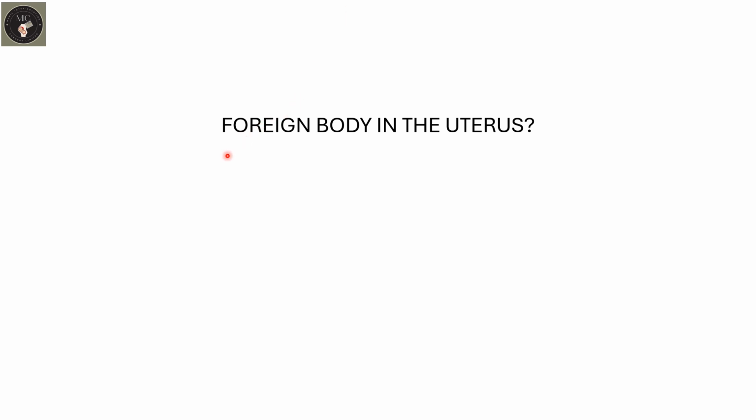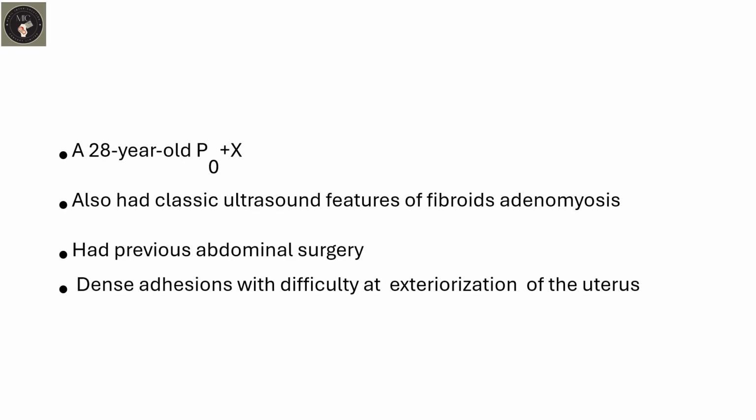Is this a case of a foreign body in the uterus or something else? This was a case of a 28-year-old para 0 plus X, because the patient was not forthcoming with the previous terminations of pregnancy she had. She was also not forthcoming with the nature of the previous abdominal surgery she underwent. But on ultrasound scan, there were classic features of uterine fibroid and adenomyosis.